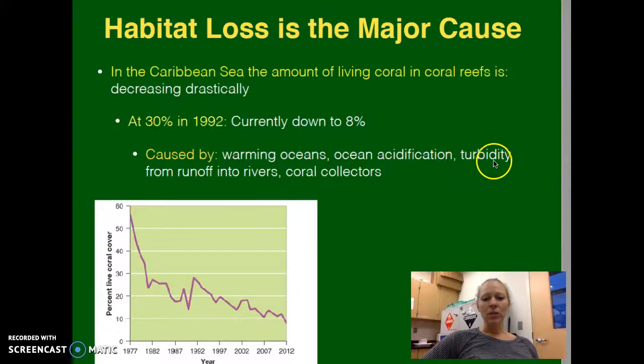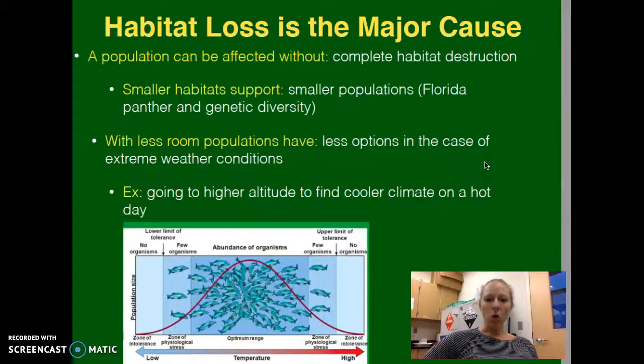So remember that turbidity is the amount of stuff floating in the water, suspended solids floating in the water that's going to block the light so that the sunlight can't get to the corals, and then the corals aren't able to photosynthesize. So habitats can also be affected without complete habitat destruction. You don't have to cut down the whole field in order for the field to be affected.